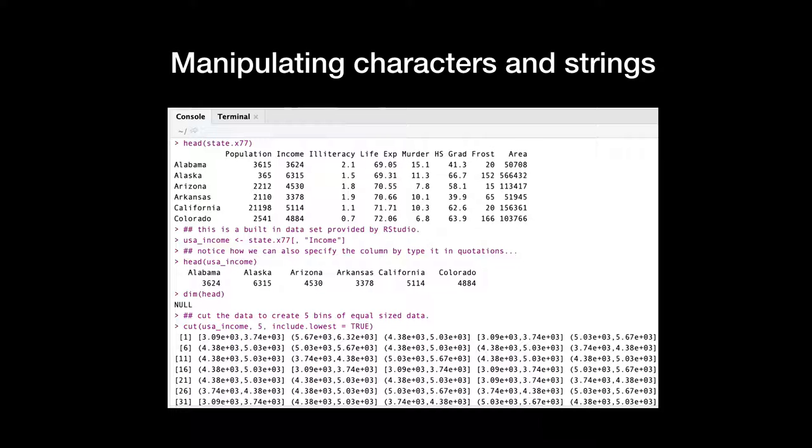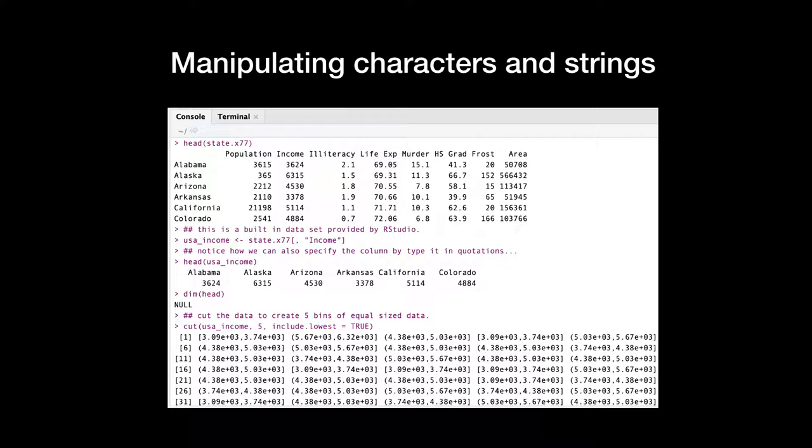So this is an example of a dataset that's native to R. You can go ahead and import state.x77. This is going to give you the information for 50 states on a couple different metric areas. So what we can do is go ahead and subset the data here.